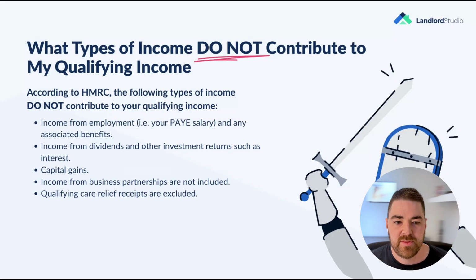So here are some of the ones that aren't. Income from employment, PAYE salary, and any associated benefits. Income from dividends, other investment returns, interest, etc. Capital gains. Income from business partnerships. These are not included. Qualifying care relief receipts, etc. So those are some of the ones that aren't included in the qualifying income.